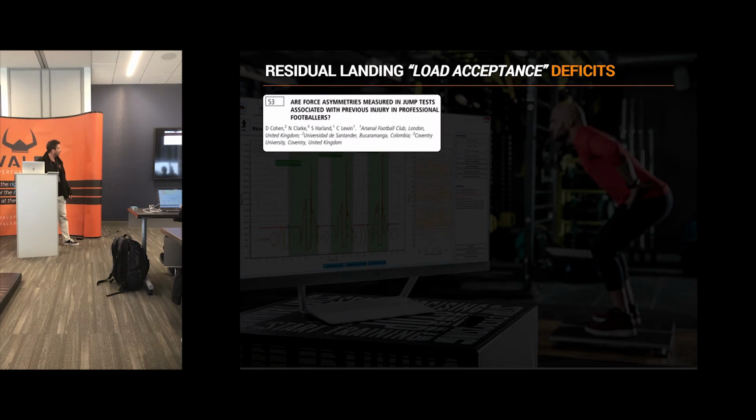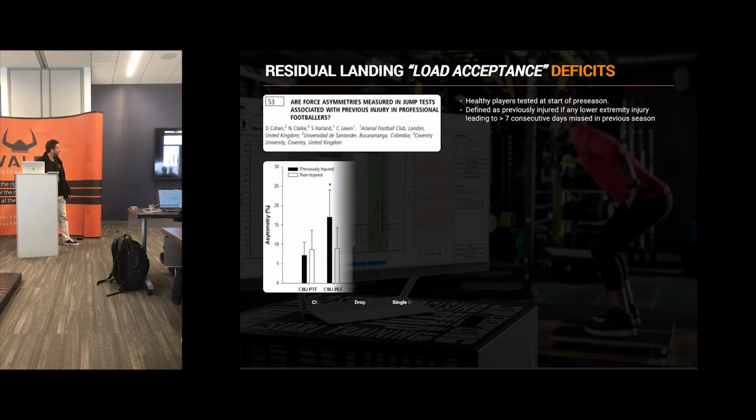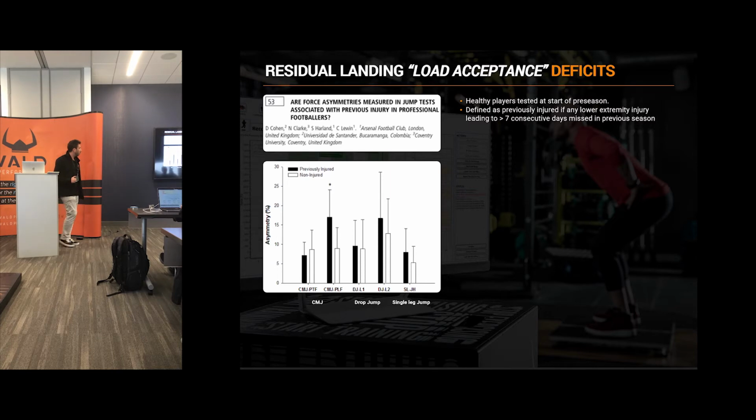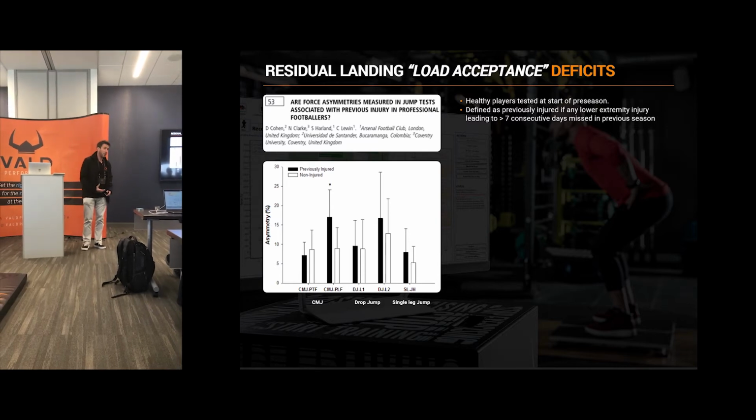So what we did was we kept going, and I thought, well, not many footballers, soccer players, are going to be doing lots of drop jumps, although actually we did drop jumps in pre-season, but in season they're not that good at it.